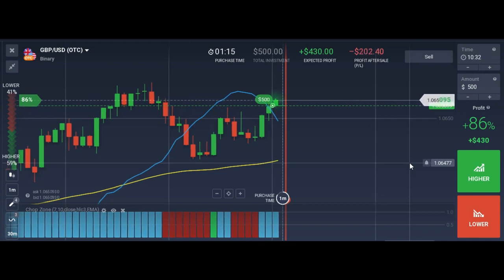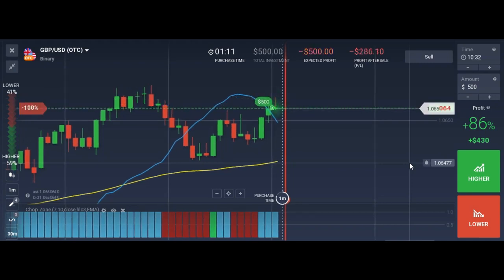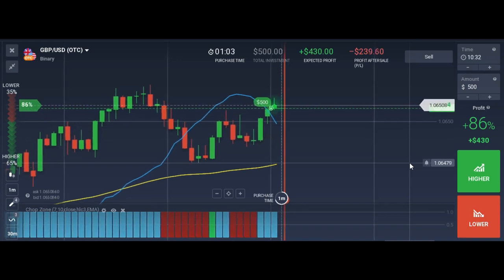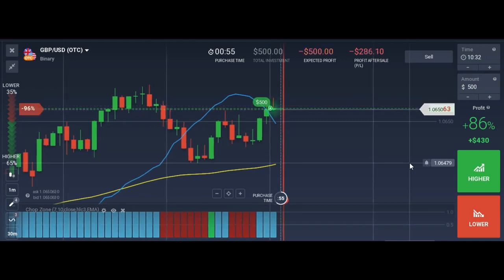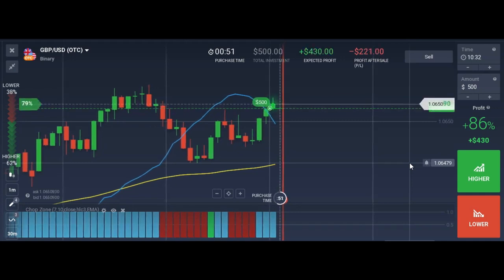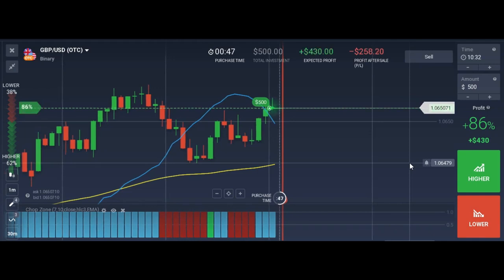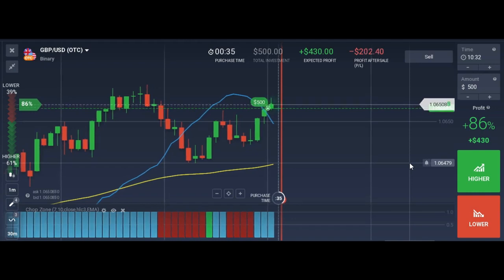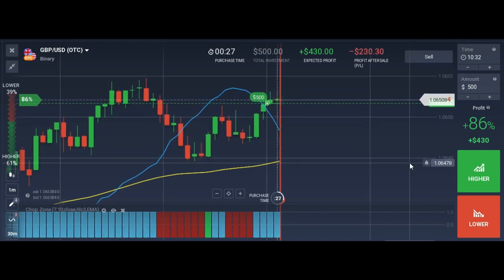Look, the linear regression intercept indicator line is above the yellow moving average. The candle closed above the line of the linear regression intercept. And also the chop zone indicator bar was light blue. Since these three conditions were met, I made the buy for 2 minutes.